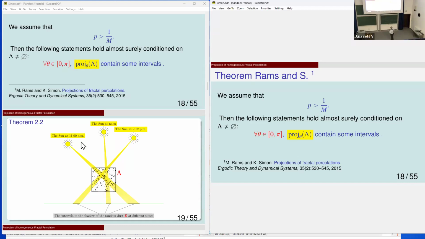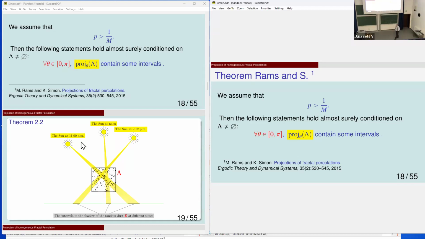So we do need this assumption, but if this assumption holds, which guarantees the Hausdorff dimension of this random dust Lambda is bigger than 1, then although this is a random dust, if you take any angle and the two-dimensional sun shines like this, then in the shadow you will find an interval.